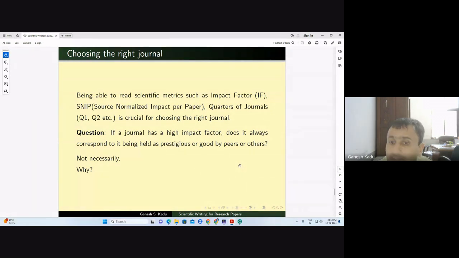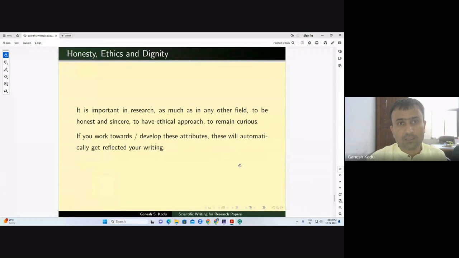There are other indicators you have to look at, and after you have read all the indicators, you also need to do some subjective analysis. You actually need to go to the journal website and look at some issues, look at some papers that are published, and then look at the editorial board, for instance, and then you will get a better sense of what the journal consists of.